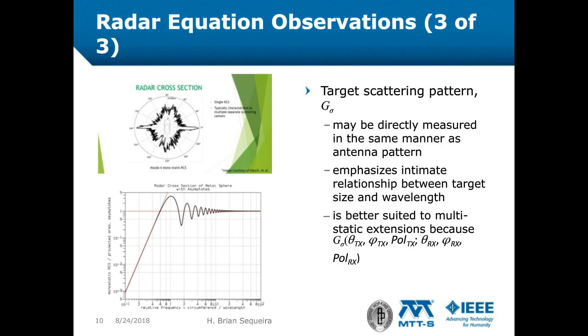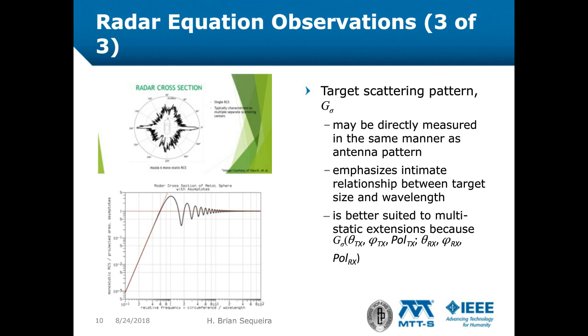In this era of big data and high computational power, simulation with measured scattering patterns offers superior insight into radar performance. Specifically, the measured pattern of G sigma reveals peaks and nulls in the scattered energy, much as they do in an antenna pattern measurement. Second, G sub sigma alerts the radar analyst to the relationship between target size and wavelength, especially for targets of small size. The graphic of the scattering behavior of a metal sphere illustrates the point.